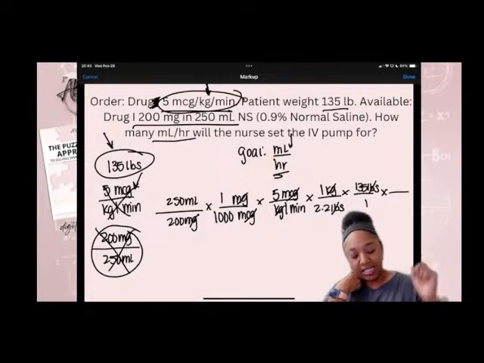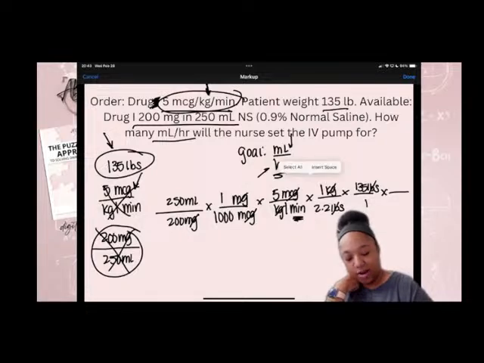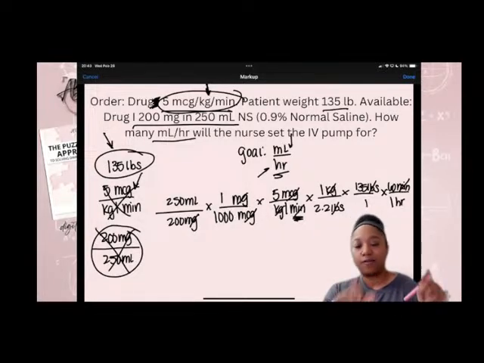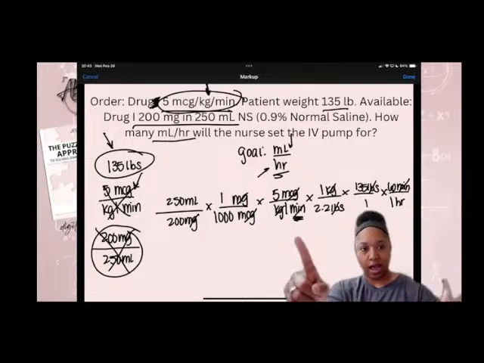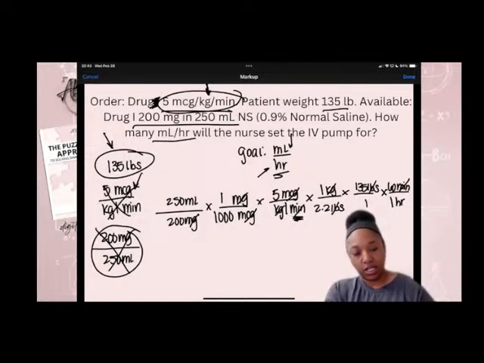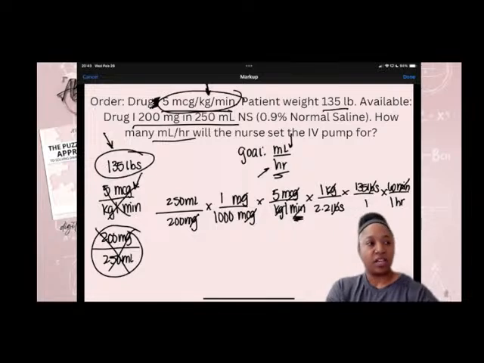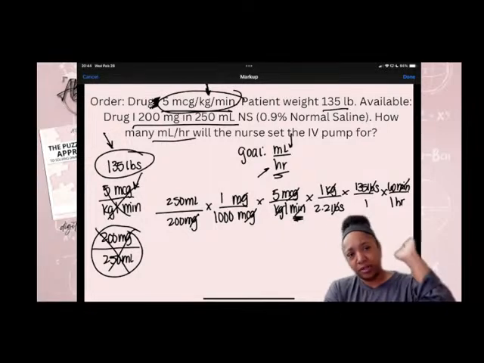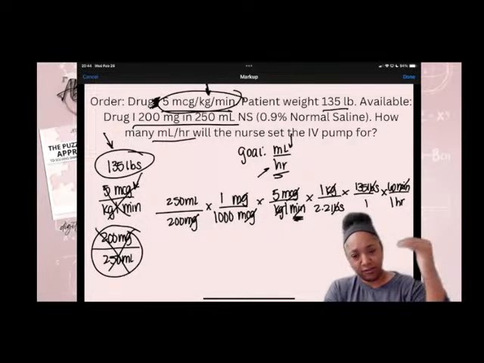So the last thing is minute. I need hour. So we'll do 60 minutes on the top, 1 hour at the bottom. So everything on the top has canceled out with what's on the bottom except for milliliter per hour. And now your puzzle is completed and you can do the calculations, okay? And let me show you. Write it down. All that across the bottom, multiply, multiply, multiply, write it down. Then put what's on the top divided by the bottom.